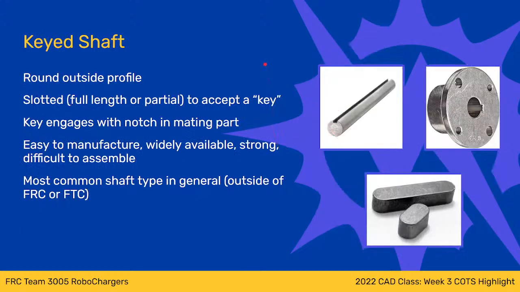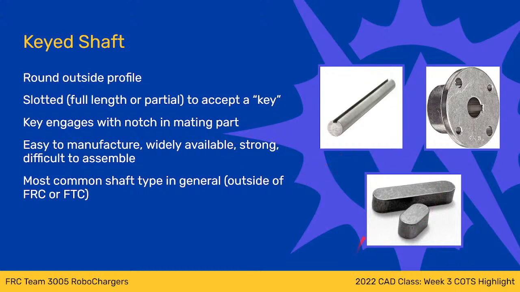All right, so keyed shaft. Keyed shaft is based on a round outside profile, so just a very precise round bar, right? Really, really easy to make a round bar, and it's also very easy to make a round bar extremely precise, right? Making a hexagon, for example, precise is a little harder. Making a round bar precise is super easy and super cheap.